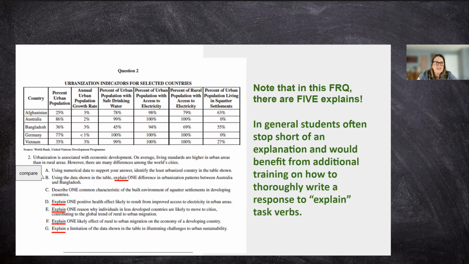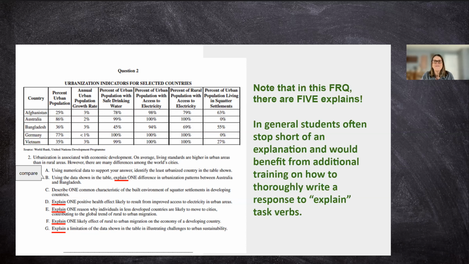So out of the 7, you can see we start with an entry-level point, identify, but part B is explain one difference. So here is a comparison task, but it is phrased as an explain one difference in urbanization patterns between Australia and Bangladesh. So that was one way in which we see compare essentially being asked. Part C says describe, probably an entry-level point, but D, E, F, and G are all explain, right? They are both counting as the proficient skills and the advanced skills.